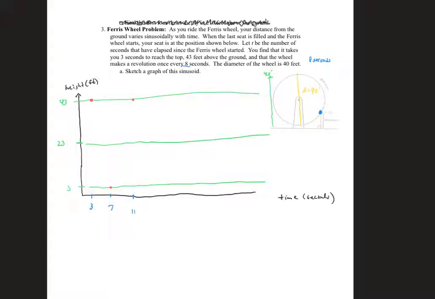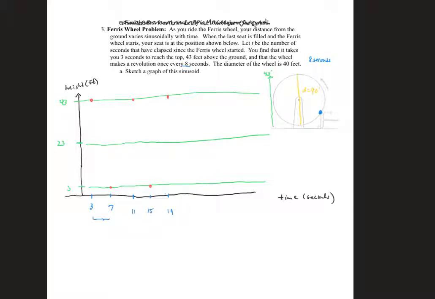And then in another 8 seconds, so 8 added to the 11, in 19 seconds we're going to be back up to the top again. Adding 8 seconds to the 7, in 15 seconds we'll be back to a low point. Okay, and it says sketch the graph of the sinusoidal. I'm going to back it up just a little so I can get a smooth curve and get an idea of where it's going to cross the y-axis.